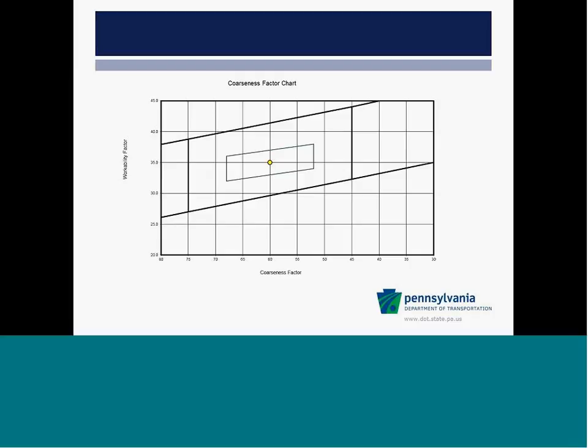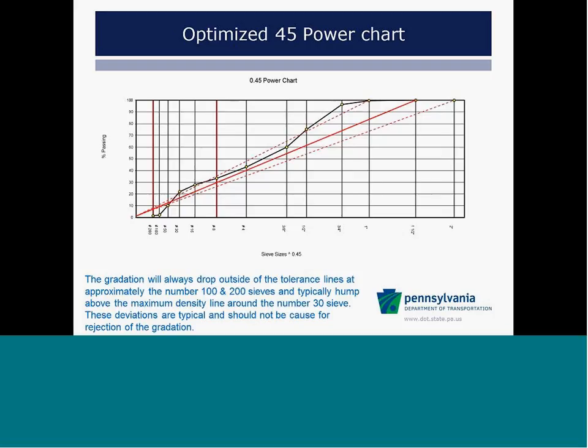These are plotted simply to give you an idea of where you would be if you're having problems making it. And I just include this slide because it shows you where the next 45 power chart comes from. Something that's right in the center of the box will always drop outside of the tolerance line, approximately the 100 and 200, and be above the density line, 30 sieve. But then the 3/4 still can be a little out, but still much closer to the 0%, the zero voids line.